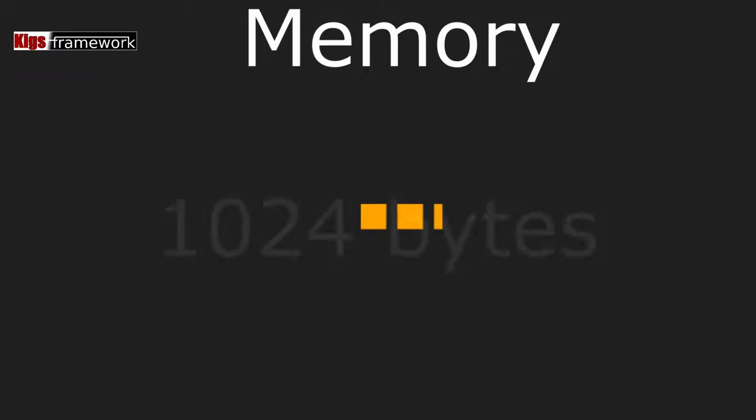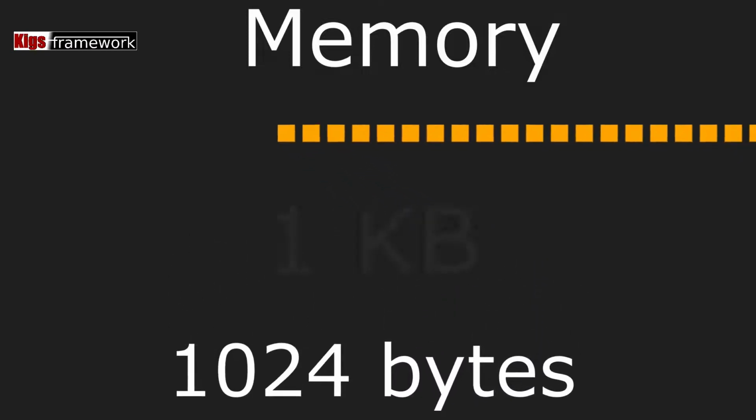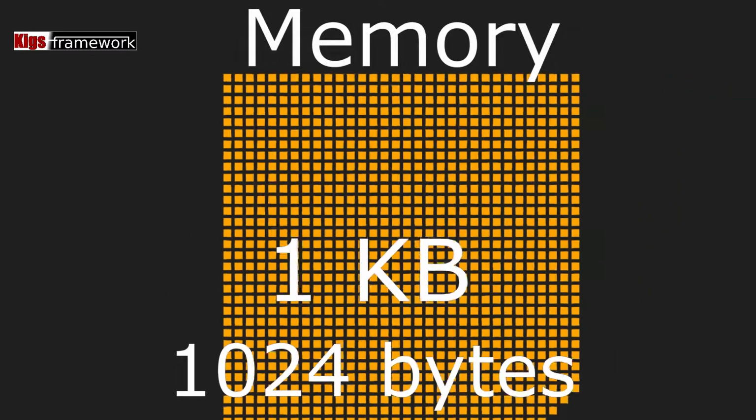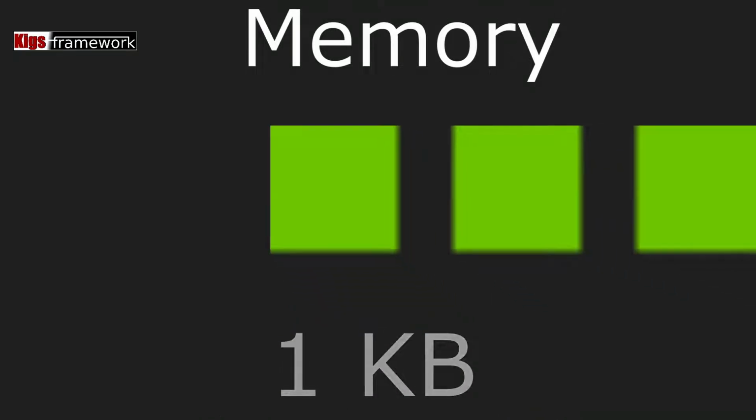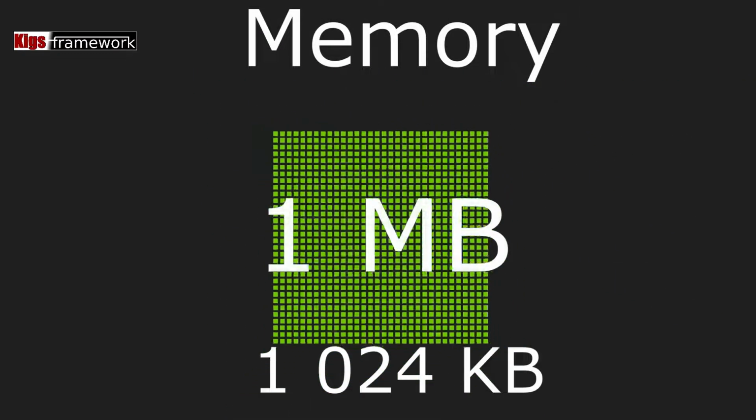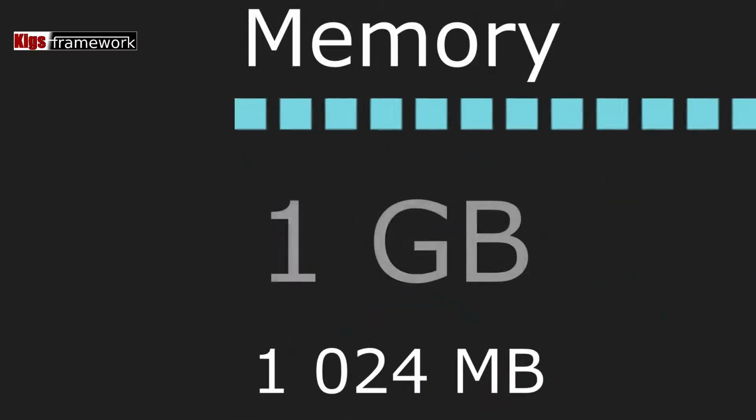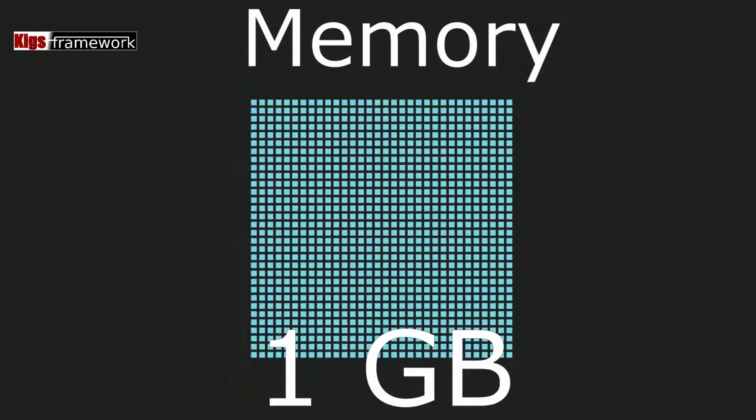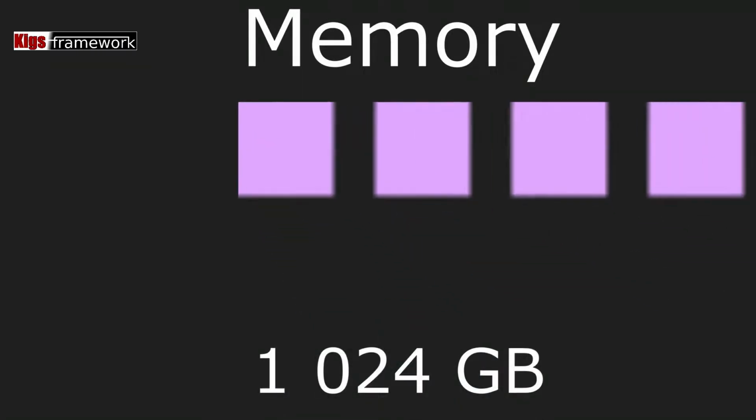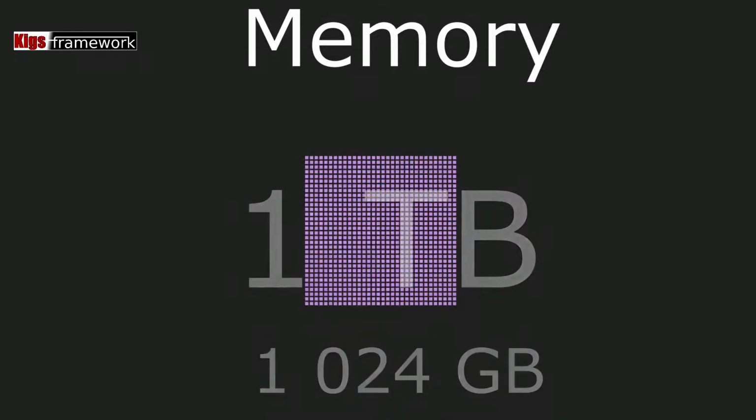Memory size measurement units are as follows. 1 kilobyte equals 1024 bytes. 1 megabyte equals 1024 kilobytes. 1 gigabyte equals 1024 megabytes. 1 terabyte equals 1024 gigabytes.